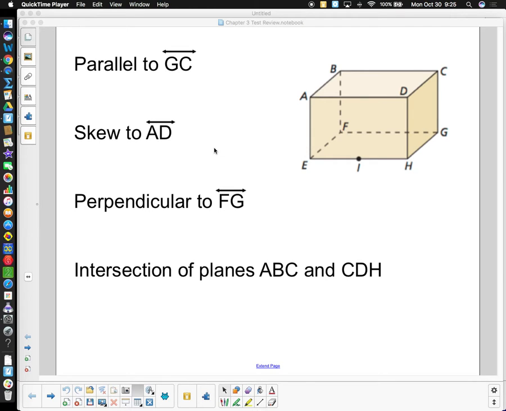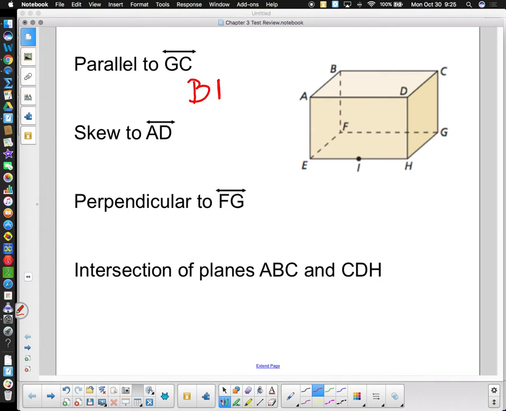The first problems I think are fairly simple. Name a line parallel to GC. There are several possible answers here. What's one line? What do you got? BF. BF would be just fine. And remember, since we're naming a parallel line, we want to use the line symbol, and that's kind of hinted to you in the way that it's labeled on the test itself. Line DH, okay, DH would be another one, AE would be a third. Yep, any of those.